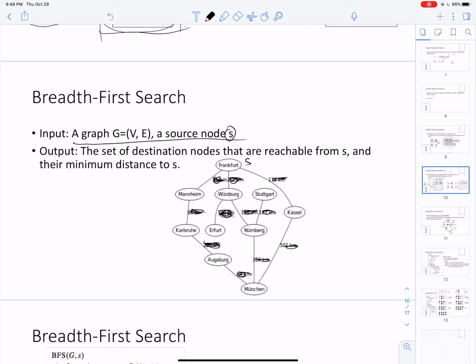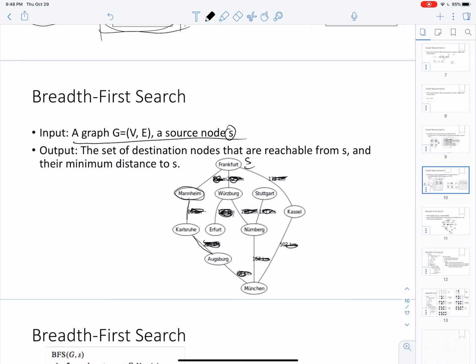Let's just ignore the edge widths. There is a road that connects Frankfurt to Mannheim, and then a road that connects Mannheim to Karlsruhe, and from Karlsruhe there is a road that goes to Augsburg. You can take this as the road network. With the breadth first search algorithm, it is able to tell you how many roads we need to take from the source node, which is Frankfurt, to every other city.